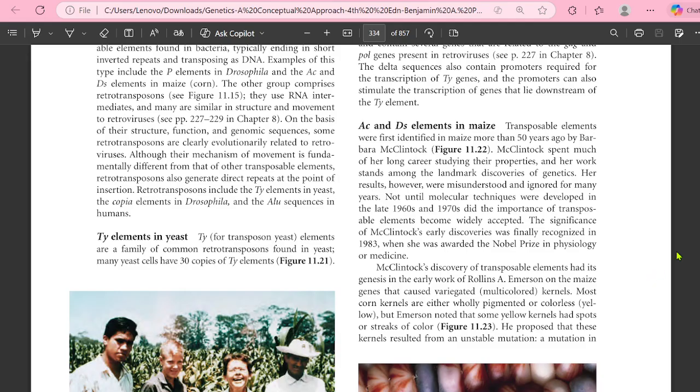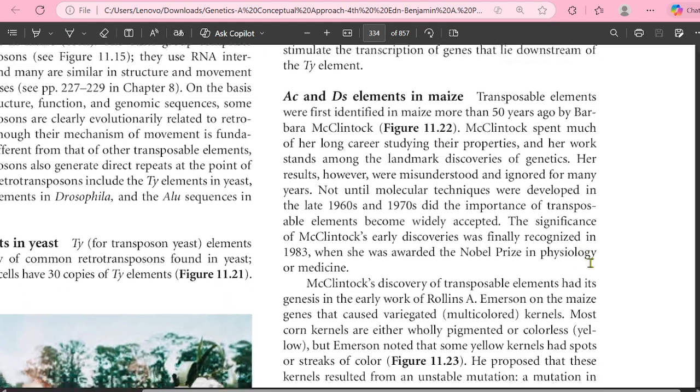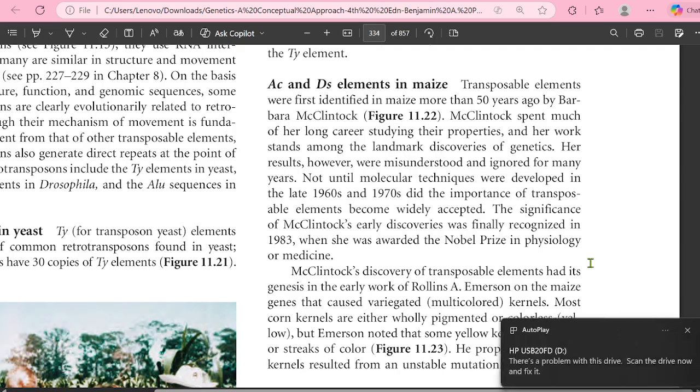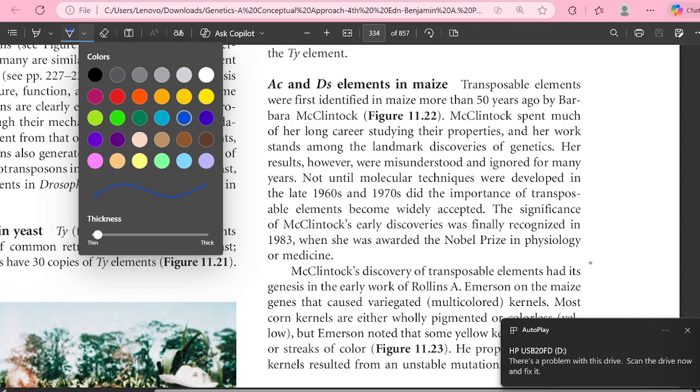So in the previous video, we were talking about the AC and DS elements in maize, and the video stopped out of nowhere. So we have to continue with this topic, and we were talking about the AC and DS elements. So let us first learn the basic concepts, what is the meaning of AC and DS elements, and then we will move on further.